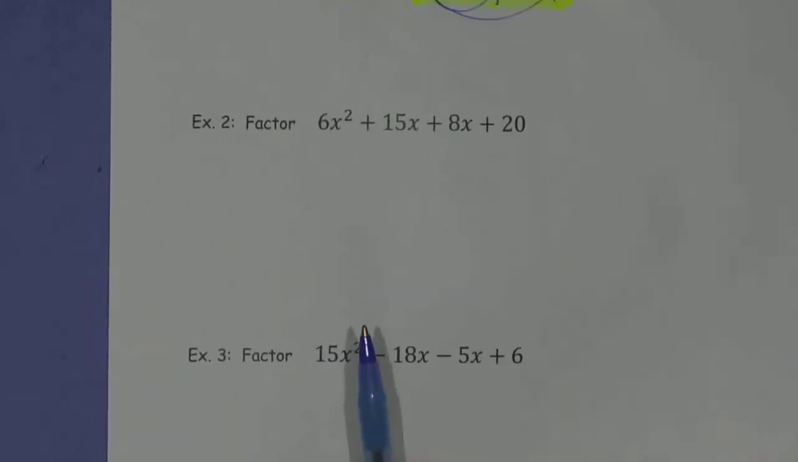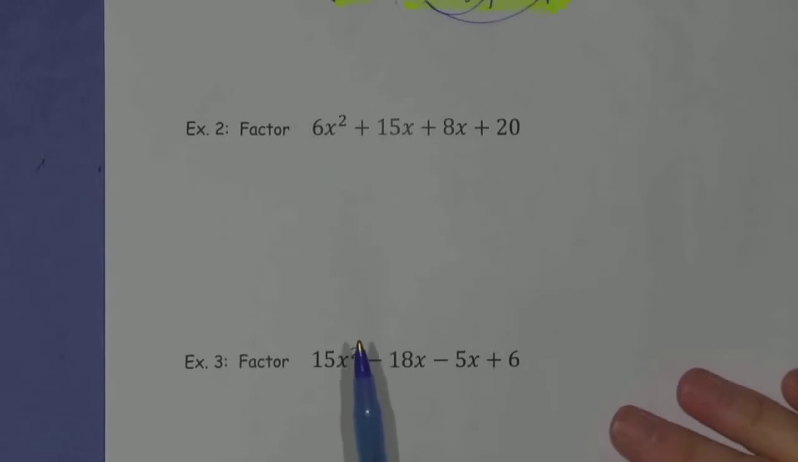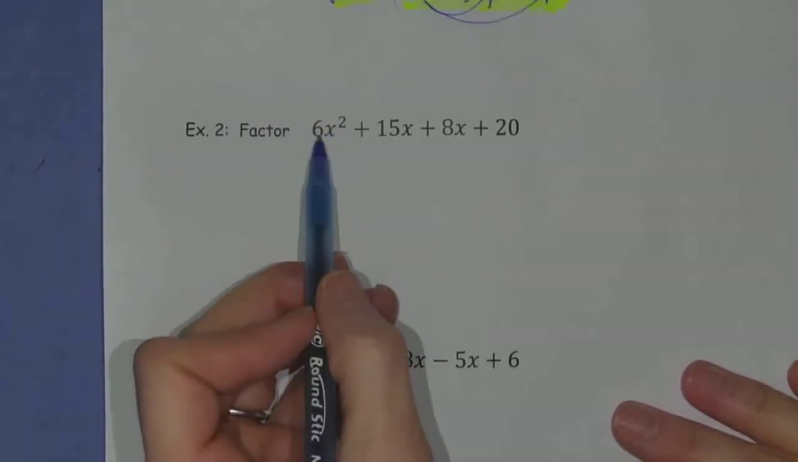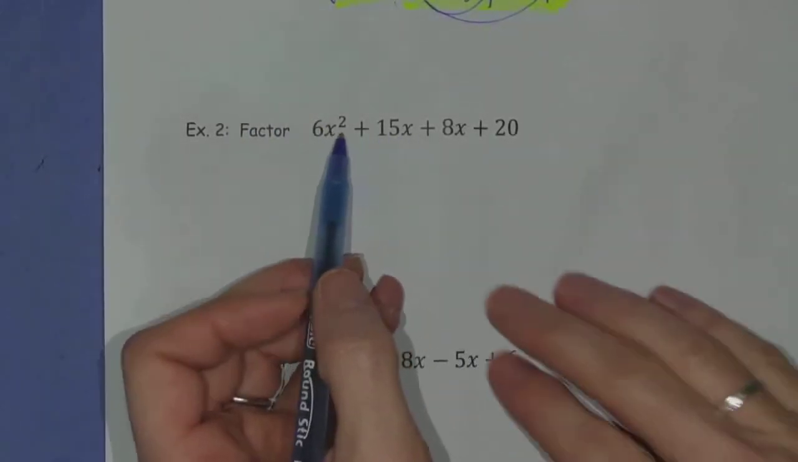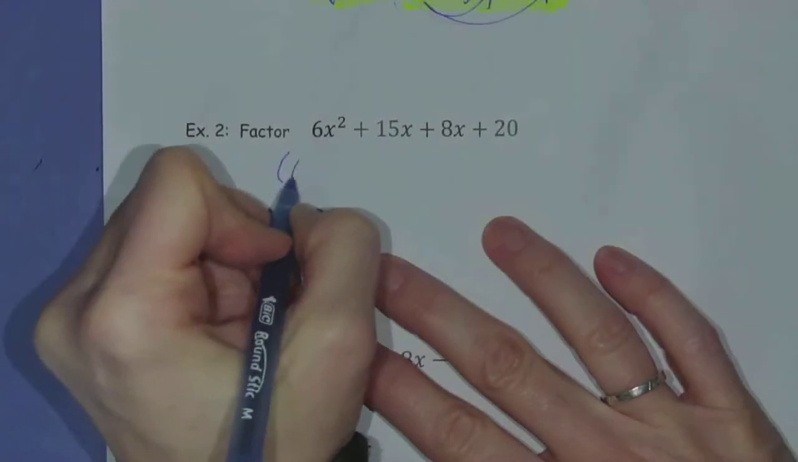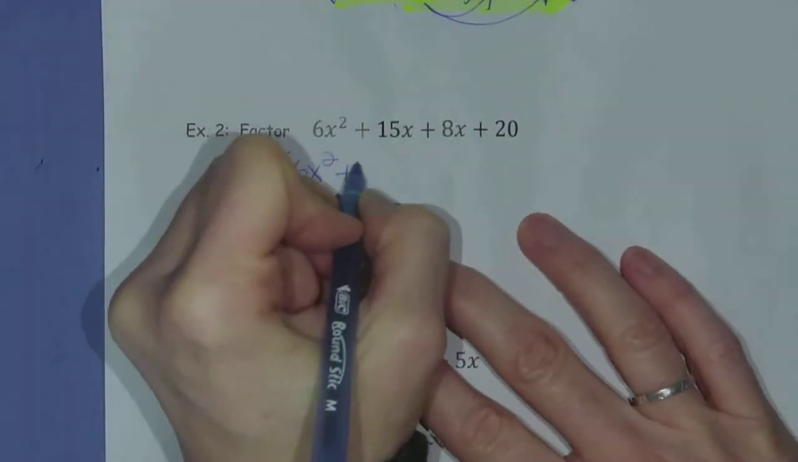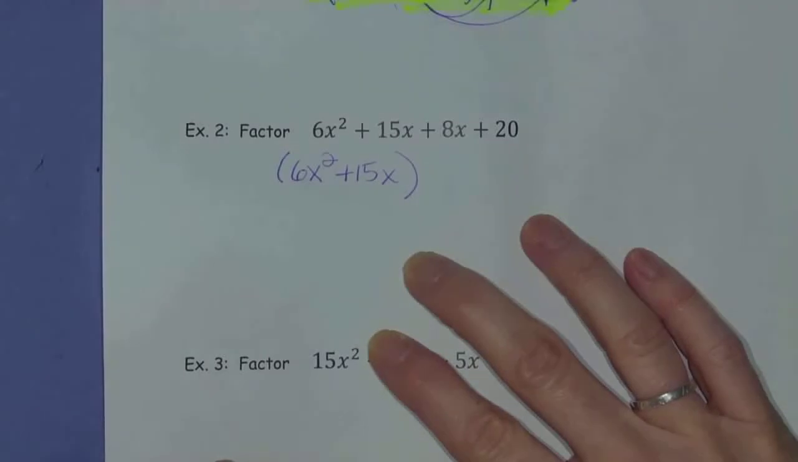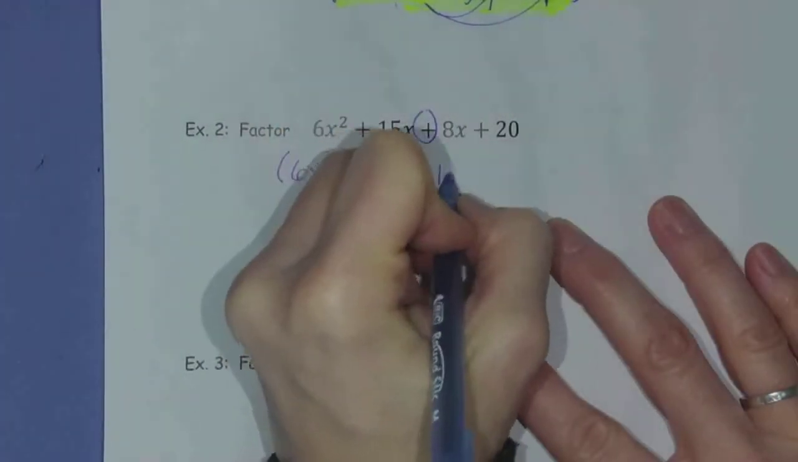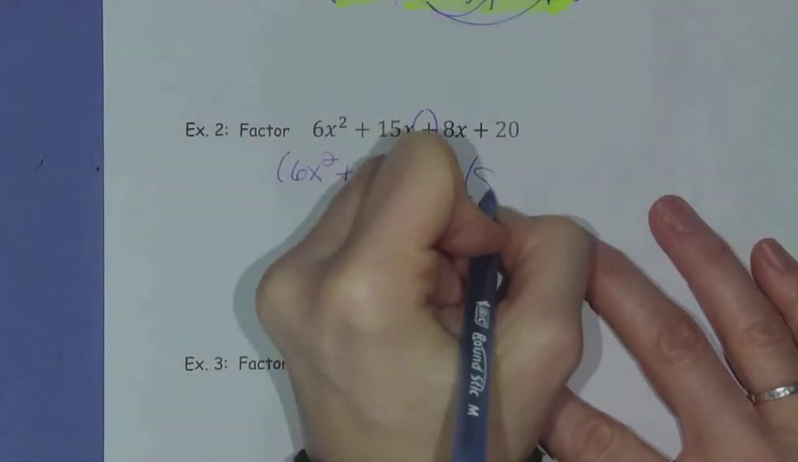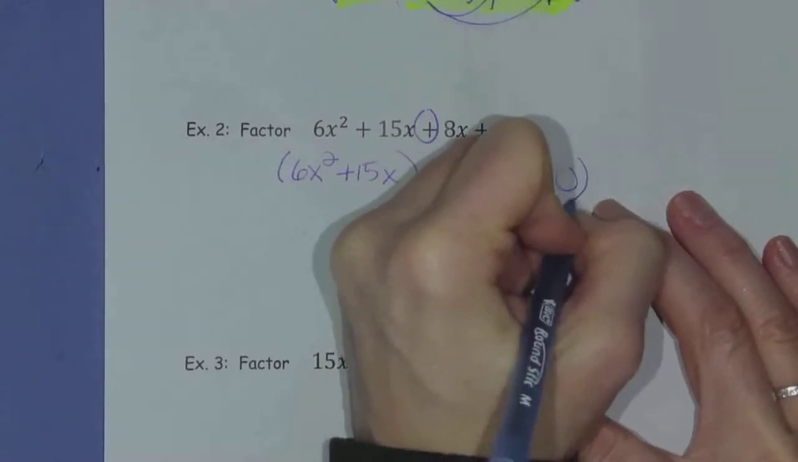So we're going to do this a little bit differently. We're going to create it. What we're going to do is group up. That's why it's called factoring by grouping. We're going to group up the 6x squared plus the 15x. We're going to bring this plus sign down. And then we're going to group up the 8x plus 20.